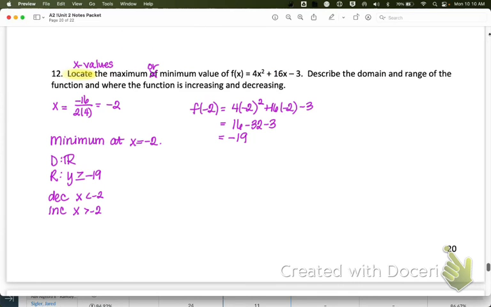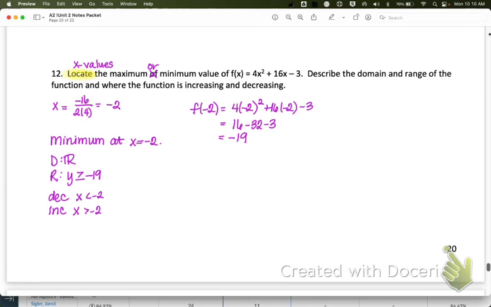Okay, first thing is there's a typo there. That should say locate the maximum or minimum value. Now this is another one that since it opens up, this one has a minimum. And since this one says locate, the question is asking where does it happen? So it wants the x value for the answer. And so using that same formula, -b over 2a, we get that x is equal to -2. So that answers the question. There is a minimum at x equals -2.